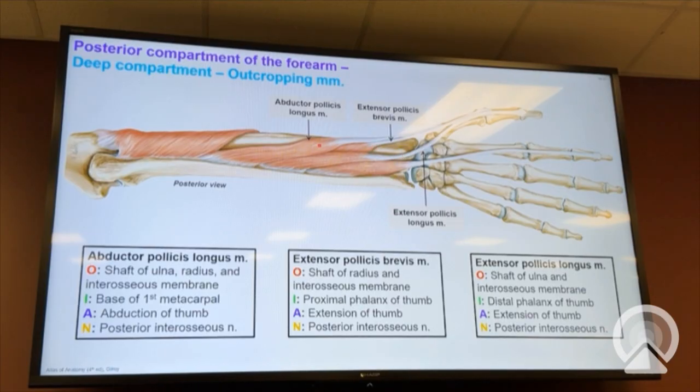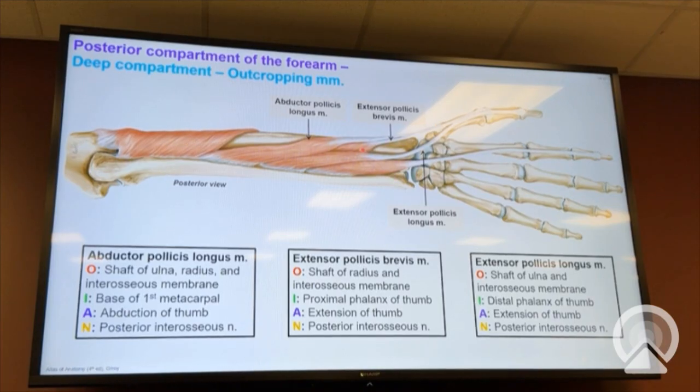You'll see each one of these going to the three bones in your thumb. So abductor pollicis longus will go to the base of the first metacarpal. Extensor pollicis brevis, the artist has really overshot. It's usually a very thin tendon, but it would go to the proximal phalanx, and then the extensor pollicis longus will go all the way to the distal phalanx. So you can kind of feel that.